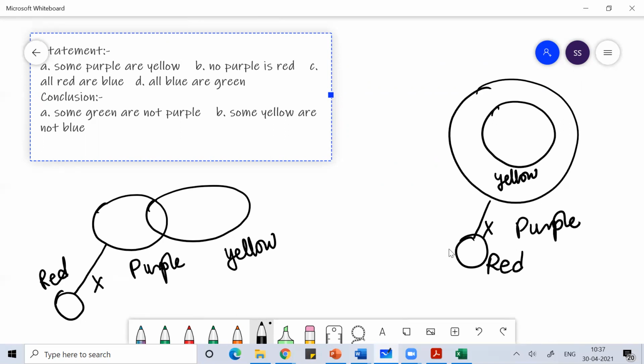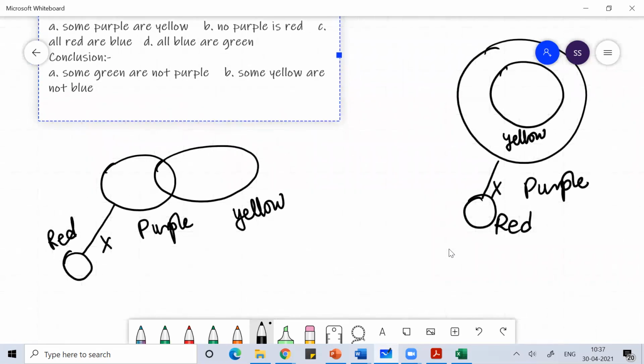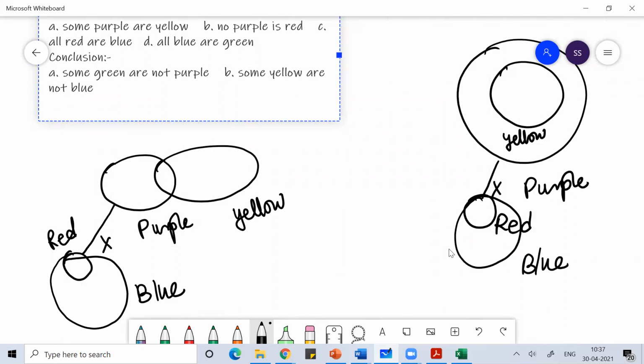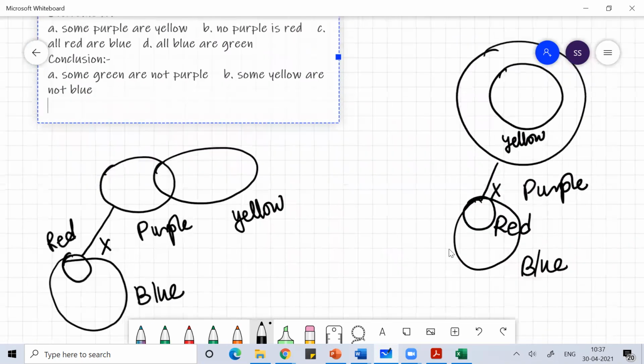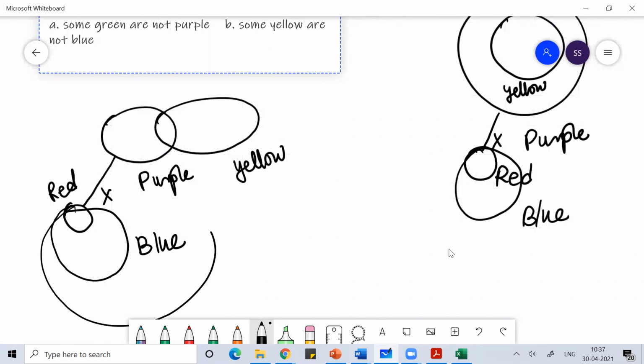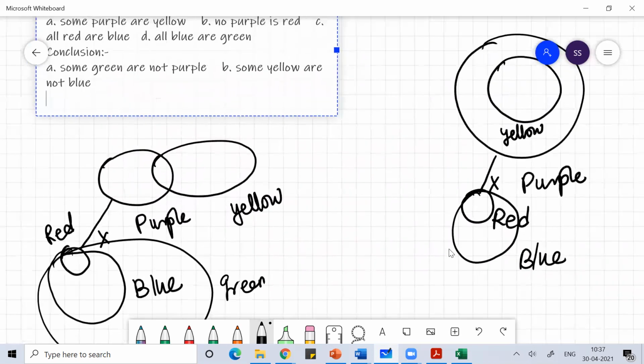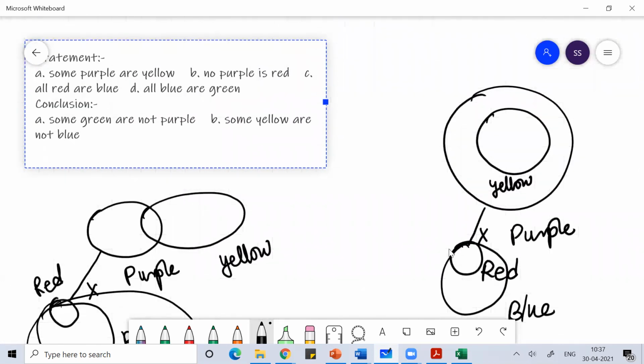All red are blue. Then all blue are green. Then read this. This much is given to you. The conclusion is: some green are not purple.